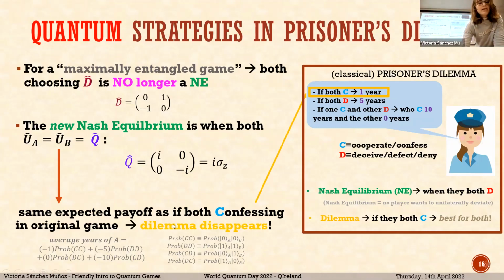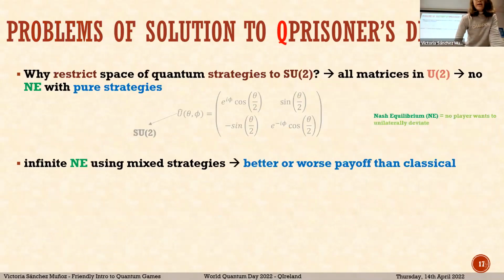So in a sense, the dilemma disappears because now the solution is the one that is best for both of us. So it's great. So wonderful news, quantum solves everything. Well, that's not true because this model has some problems. In the picture that I just showed you, this matrix, which is the special unitary matrices, 2x2 matrices, you are restricting the strategies that the players can do.